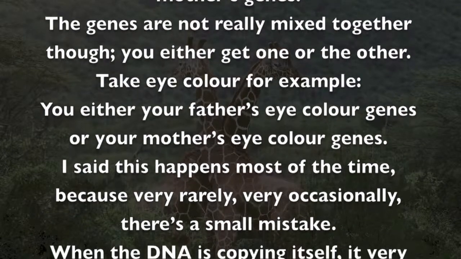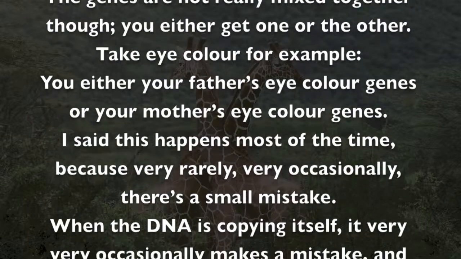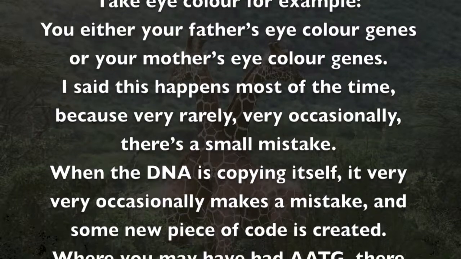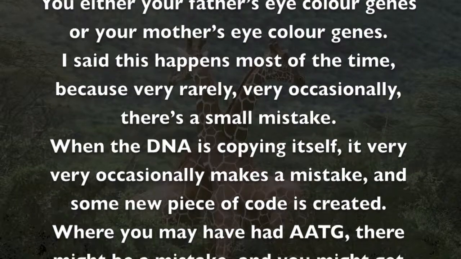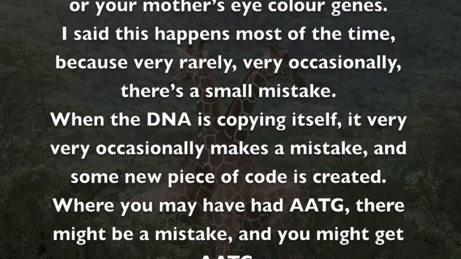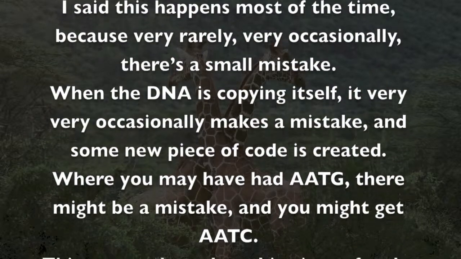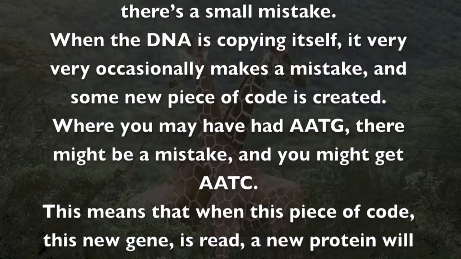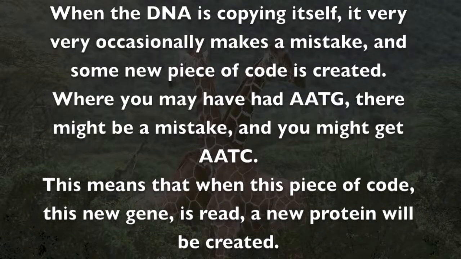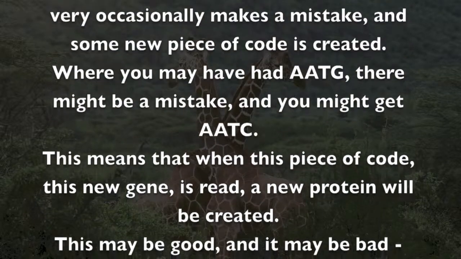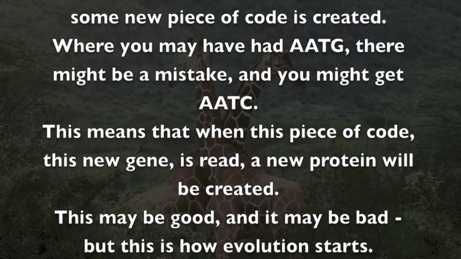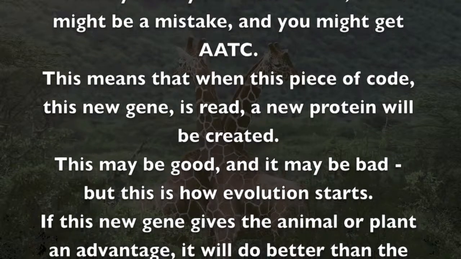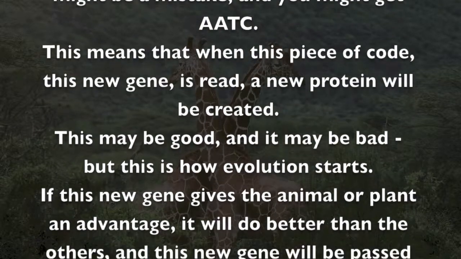I said this happens most of the time because very rarely, very occasionally, there's a small mistake. When the DNA is copying itself, it very occasionally makes a mistake, and some new piece of code is created. Where you may have had AATG, there might be a mistake, and you might get AATC. This means that when this piece of code, this new gene, is read, a new protein will be created. This may be good and it may be bad, but this is how evolution starts.